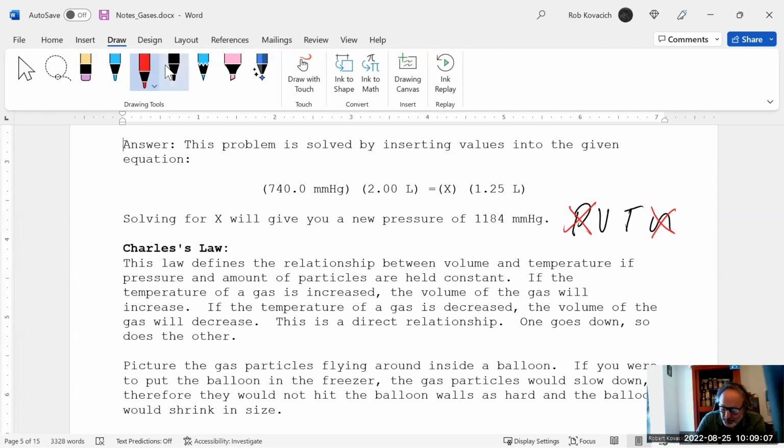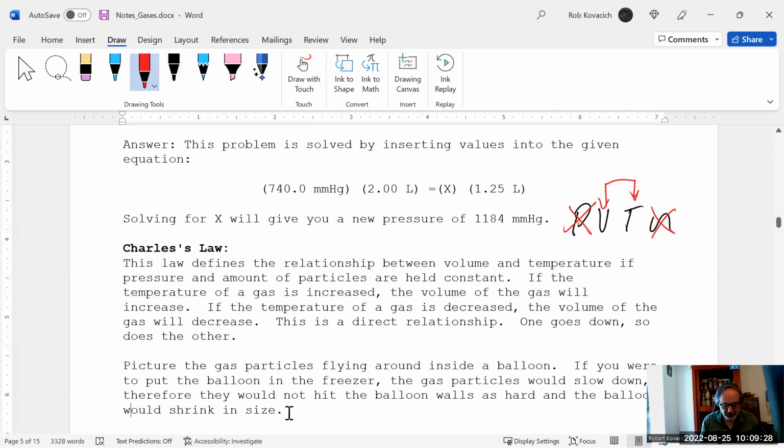So the relationship between volume and temperature is direct. If the temp goes up, the gas moves faster and the volume increases. And if the temp goes down, then it shrinks. So that's our relationship. There is something important that we're going to notice when I do a calculation here.